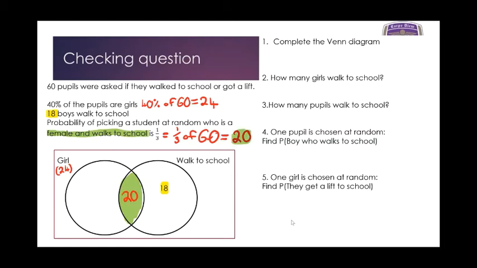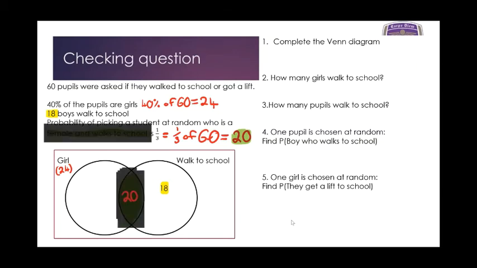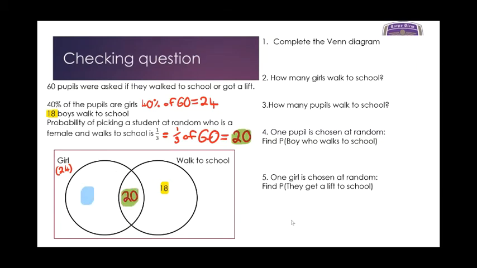And then working out the final part of the Venn diagram. We need to find the other number in the girl circle. Well, we know that all the numbers in the circle have to add up to 24, because there's 24 girls in total. So 20 plus something is 24. Well, that number's 4.